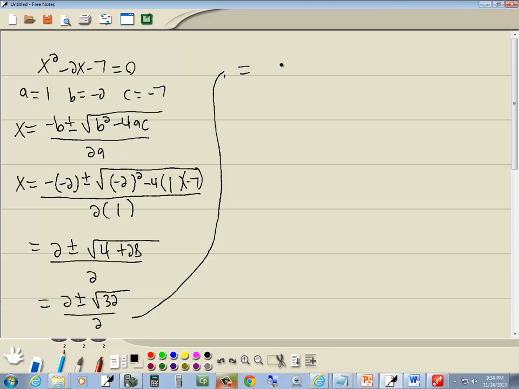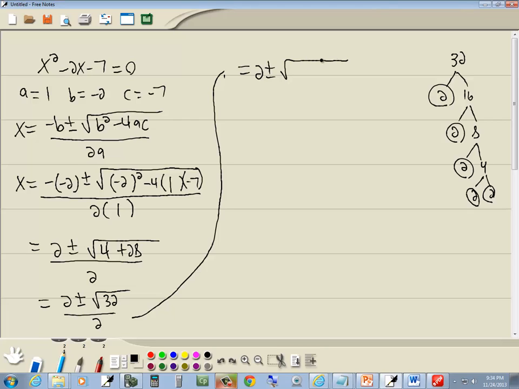Now 32 we can simplify. It's actually five 2's. If we look at the prime factorization, 32 is 2 times 16, 2's prime, so we circle it. 16 is 2 times 8, 2's prime, so we circle it. 8 is 2 times 4, 2's prime, so we circle it. And 4 is 2 times 2, and those are both primes, so we circle them. So this becomes 2 plus or minus the square root of five 2's, all over 2.